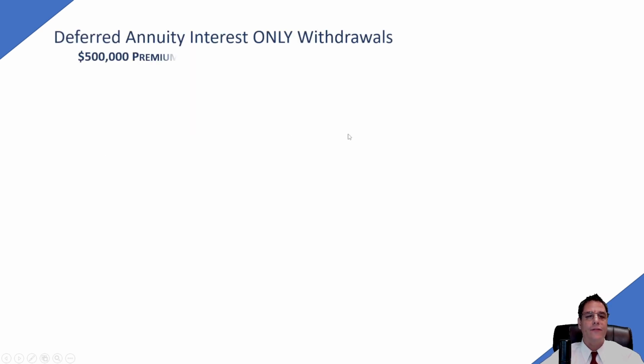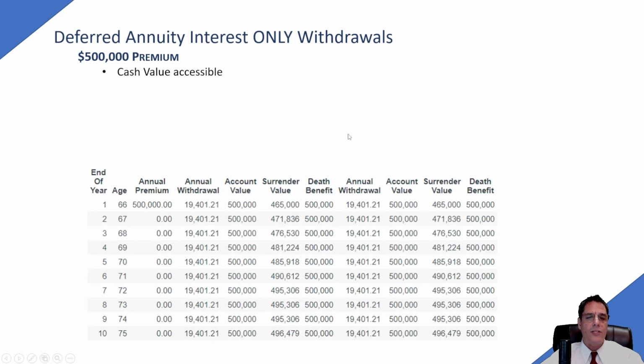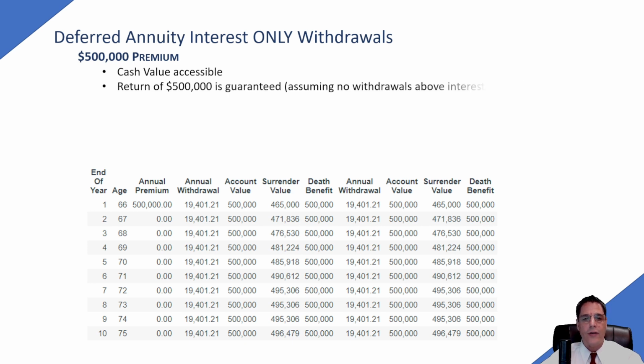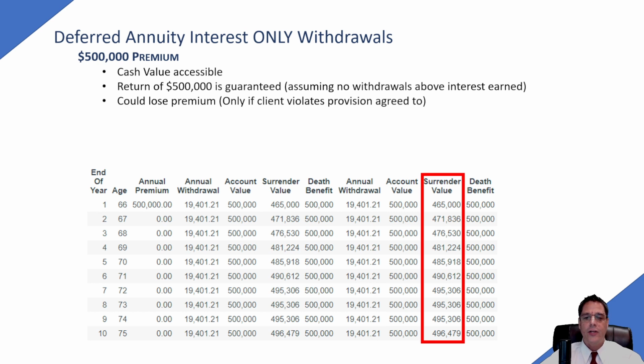Next, we're going to look at the deferred annuity, $500,000 of just stripping interest. So $500,000 in this account, and you're stripping the interest of, say, $19,400 a month. So it will return $500,000 as guaranteed, assuming no withdrawals. It's guaranteed the entire time because we're not invading it. You could lose principal only if the client, again, violates the provisions agreed to, takes more withdrawals than allowed, or they just decide to cash out. As you can see, the cash out values are lower than the accumulation values.